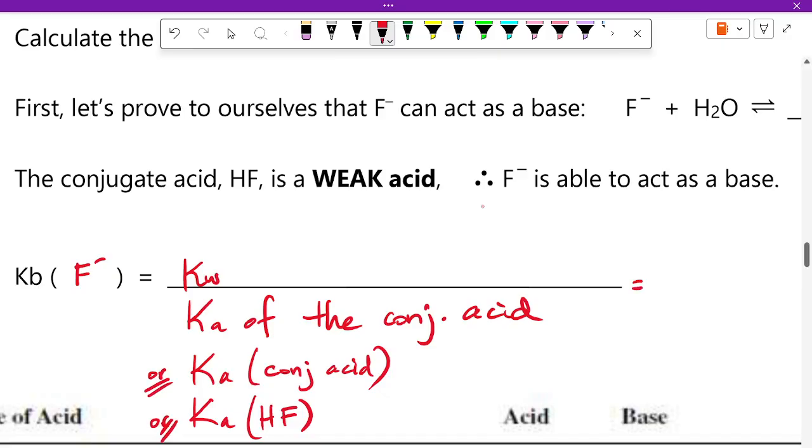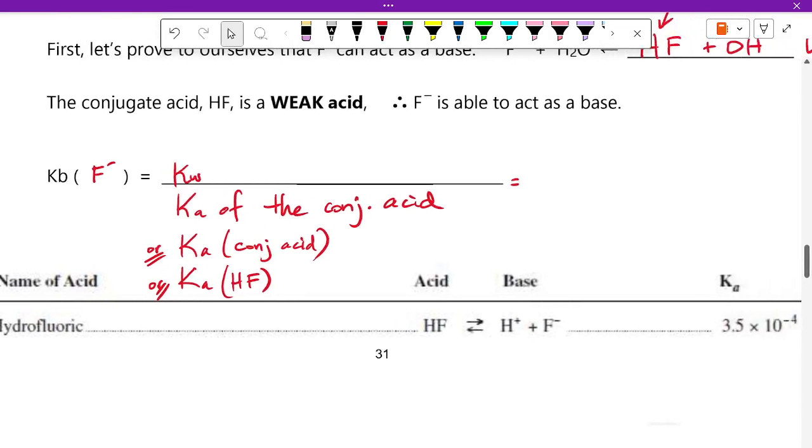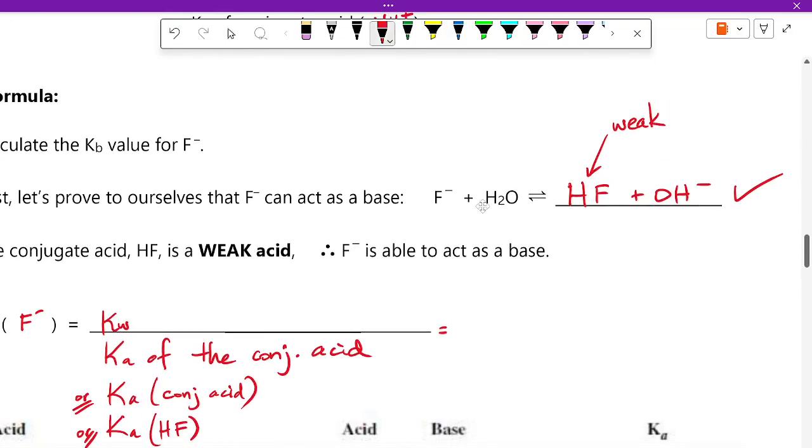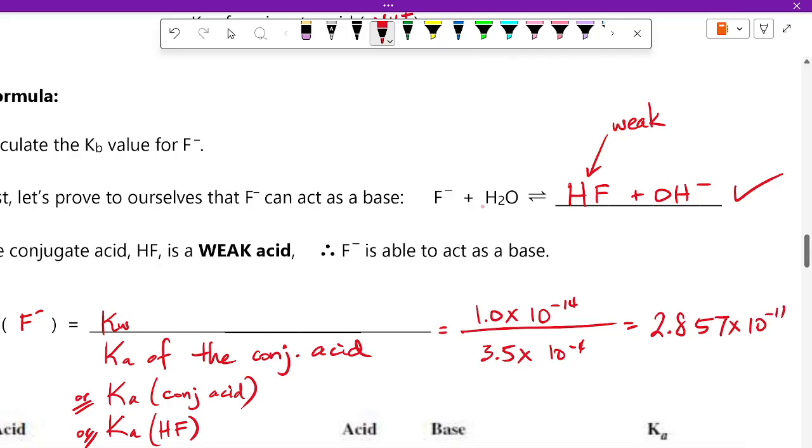So that would equal, we've got hydrofluoric acid, its Ka is 3.5 times 10 to the negative 4. So we have 1.0 times 10 to the negative 14, and we have 3.5 times 10 to the negative 4. We get 1e negative 14 divided by 3.5e negative 4 equals 2.857 times 10 to the negative 11, which should round to 2.9 times 10 to the negative 11.